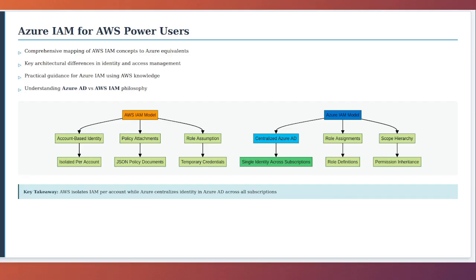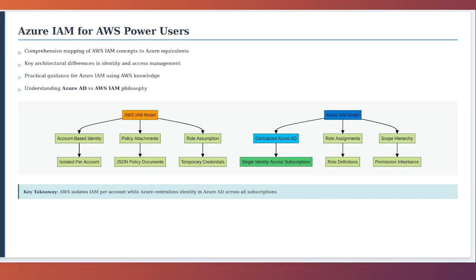If you're an AWS power user looking to expand into Azure, understanding identity and access management is critical. While both platforms solve the same fundamental problem of controlling who can access what resources, they approach it with different philosophies and terminologies. Azure's IAM system is built around Microsoft's enterprise heritage, particularly Active Directory, while AWS developed its IAM independently with a focus on programmatic access and fine-grained policies. This presentation bridges the gap between these two worlds.